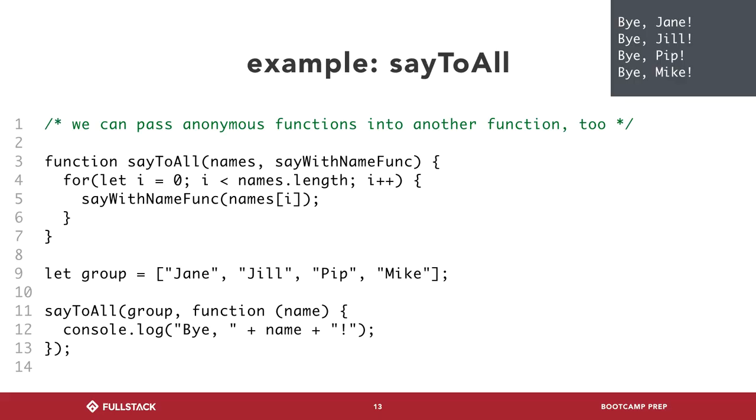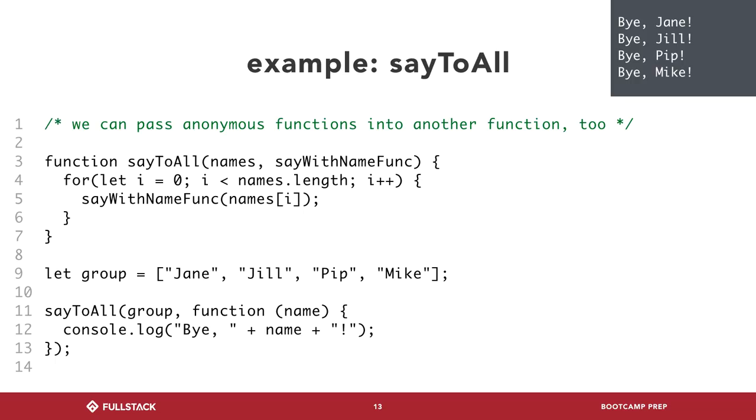Is that slide actually calling anything? No, right? Yeah, it is. Where? Say to all. We're invoking that. So when we invoke say to all, we actually also invoke say with name func. Say with name func is now this anonymous function. So we're invoking it up here, and then adding code to it, and then passing in the names.